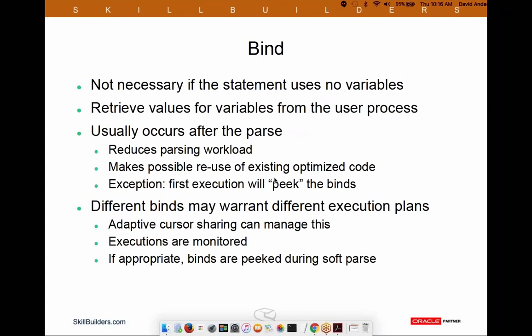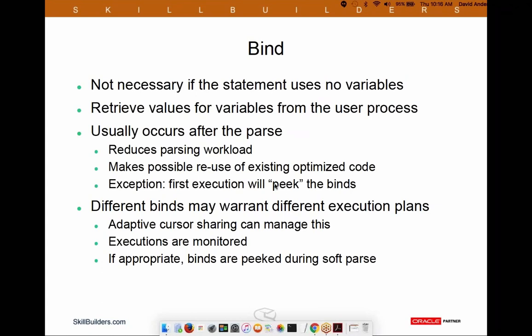Of course, the downside of this is that the very first value that you execute with is used to optimize the statement. But the very first value might not be representative of the rest of the values during the life of that SQL statement. So peeking is a pretty good concept, but not a great one.